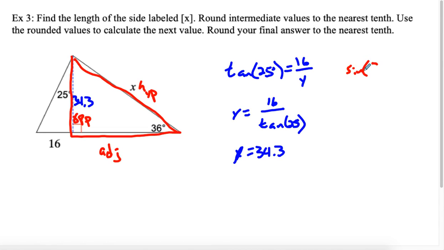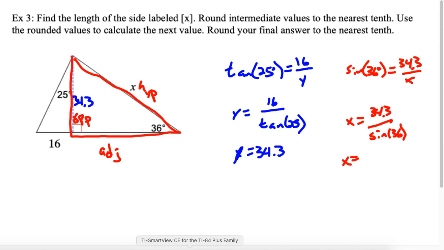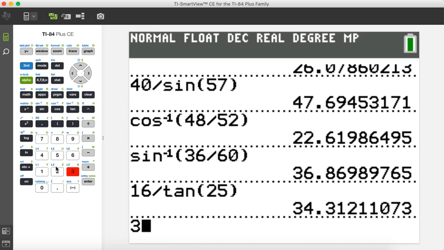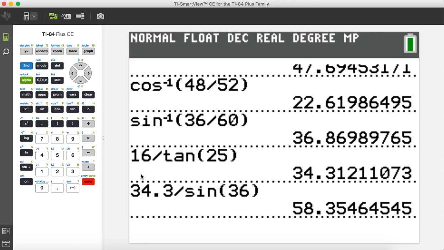So I'm going to have sine of 36 degrees equals 34.3 over x. Again, we would multiply both sides by x and then divide by the sine of 36. So we'll get 34.3 over the sine of 36. And let's put that into the calculator. 34.3 divided by sine of 36, and we'll get 58.4 if we round that to the nearest tenth.